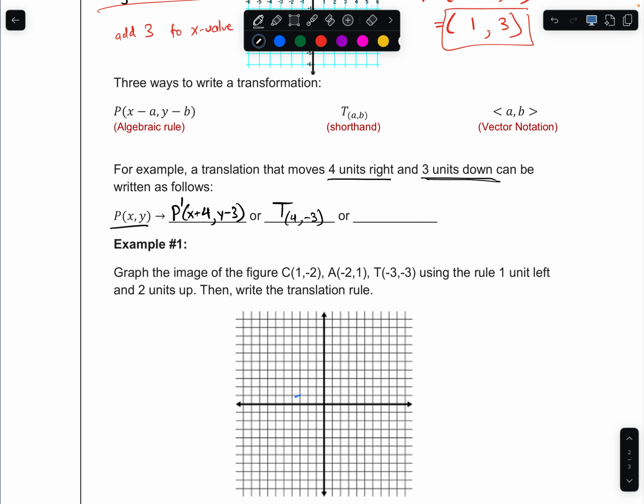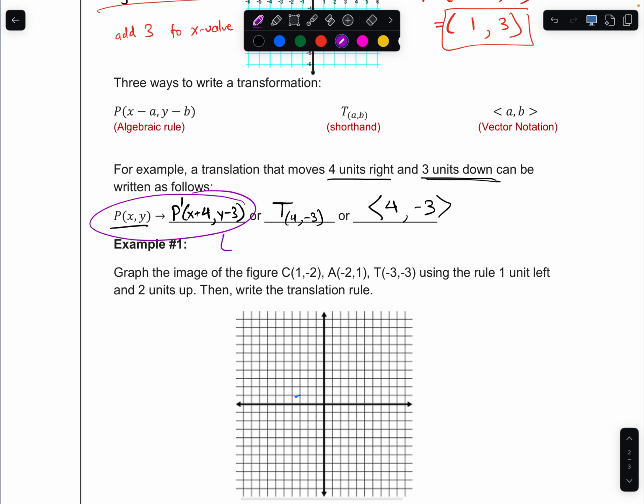And then same thing with vector notation. If you want to use these, they look like pointy parentheses almost, but same thing. 4 units right, 4 is positive because we're adding 4. And then 3 down means we're subtracting 3 to the Y coordinate. There we go.